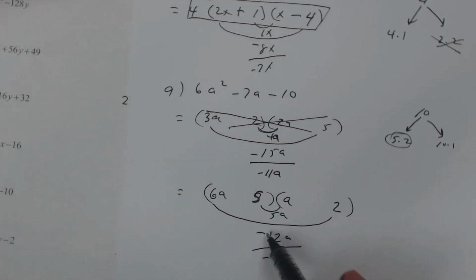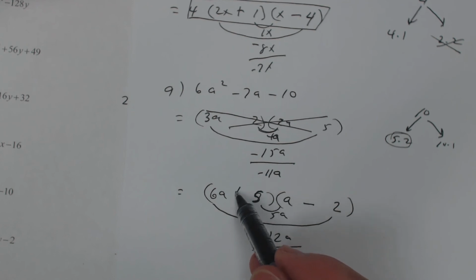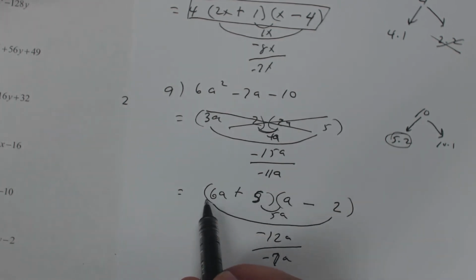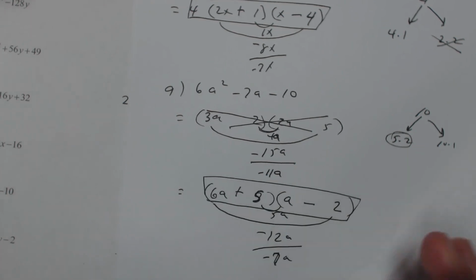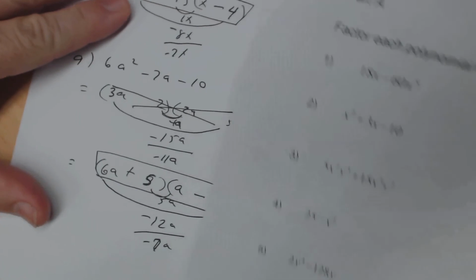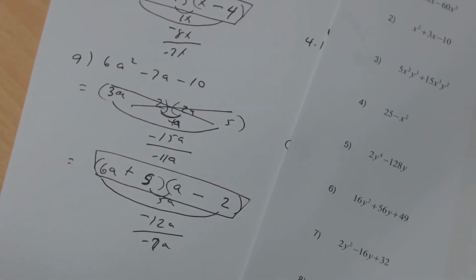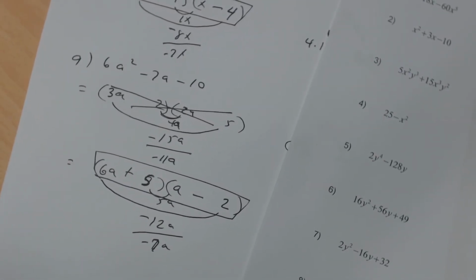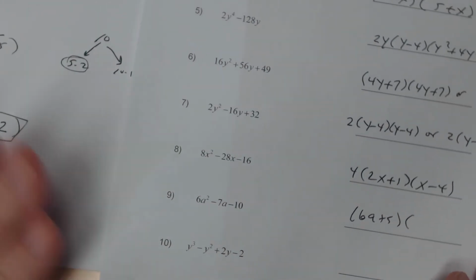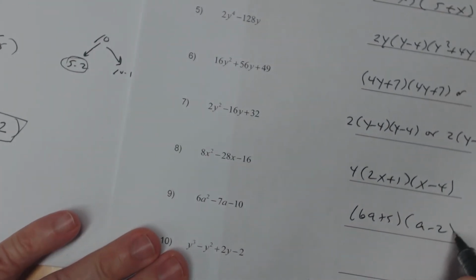Negative 7a. So the only way you can get a negative 12a here is if you write this as a minus 2. And the only way you can get a positive 5a is if you write this as 6a plus 5. All right, and so there's your answer. So number 9, you're going to get 6a plus 5 times a minus 2.